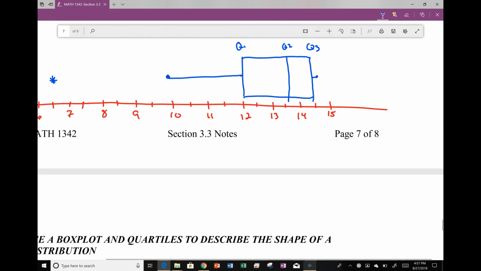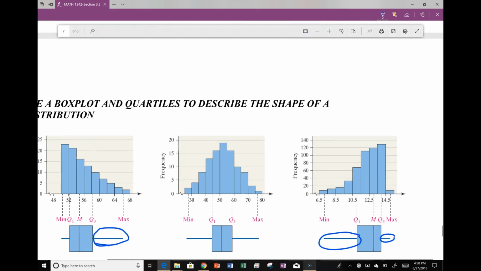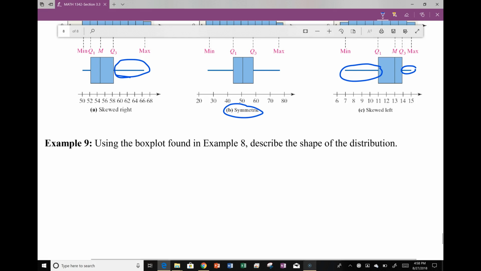Let's look at the box plot we drew. Which way do I have my longer whisker? Do I have it to the right or do I have it to the left? My longer whisker is to the left. Therefore, this particular diagram is skewed to the left, which is what example 9 is asking. Using the box plot found in example 8, describe the shape of the histogram. So the histogram will be considered skewed left.